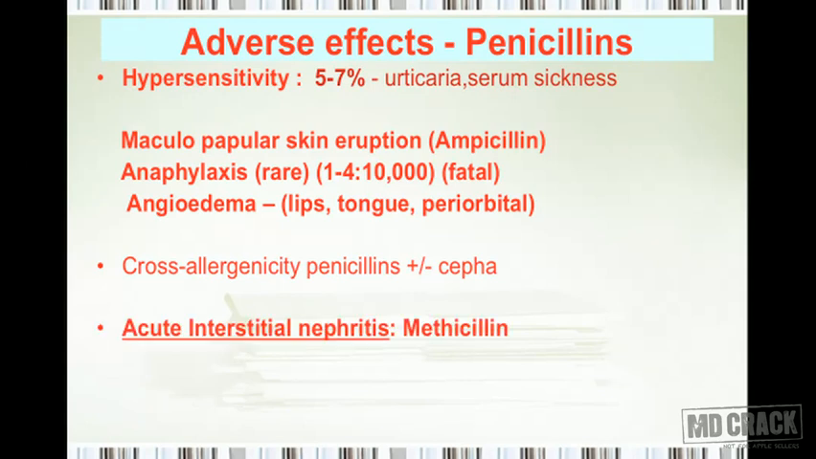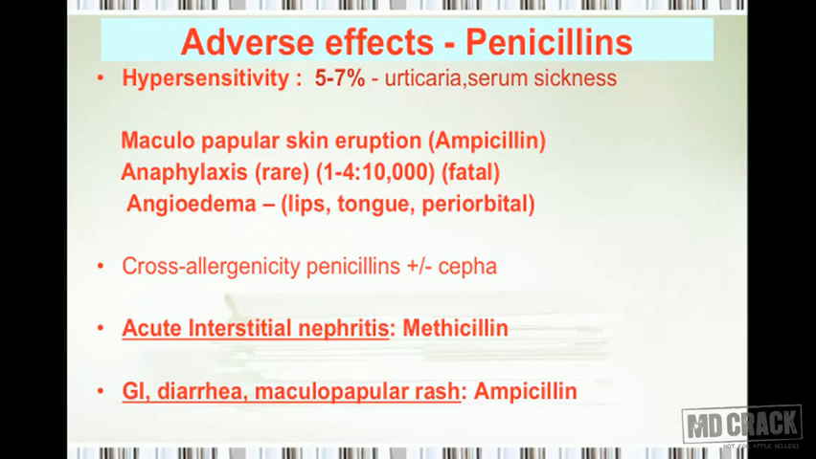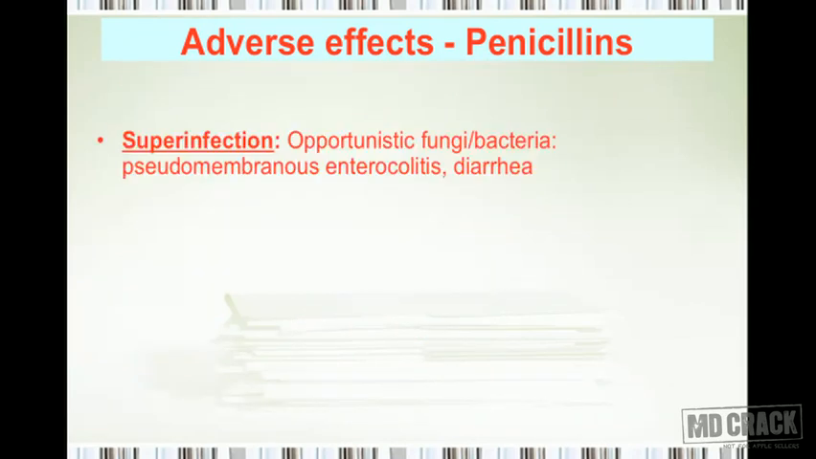Next, we cannot forget acute interstitial nephritis by methicillin, and some other penicillins also can be nephrotoxic. Gastrointestinal intolerance in the form of diarrhea and maculopapular rash with ampicillin are remarkable adverse effects. We already said about these adverse effects. Next, we move on to the other adverse effects of penicillin, and this includes superinfections. They're especially common when you are using an extended spectrum penicillin. Opportunistic fungi or bacteria can grow, and you can have pseudomembranous enterocolitis, a very typical superinfection produced by Clostridium difficile, and this is going to lead to diarrhea. Sometimes you call it antibiotic associated colitis, which is present with many antimicrobial agents.